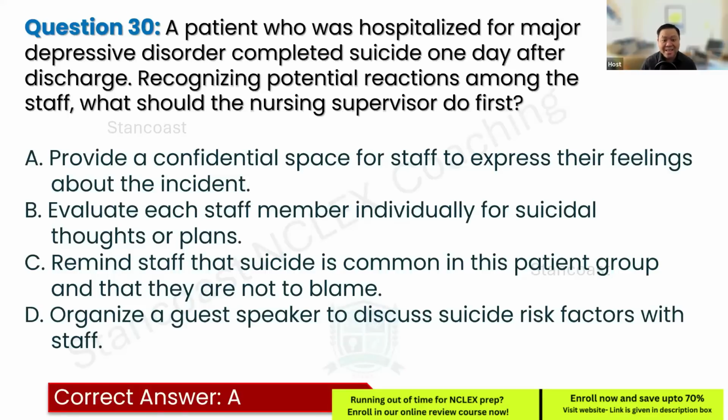Now, if you selected letter B, while staff may have intense feelings, individually assessing them for suicidal thoughts is not the priority. What needs to be done here is a collective debriefing, which can be more beneficial initially.